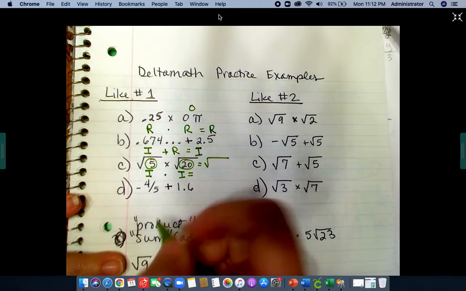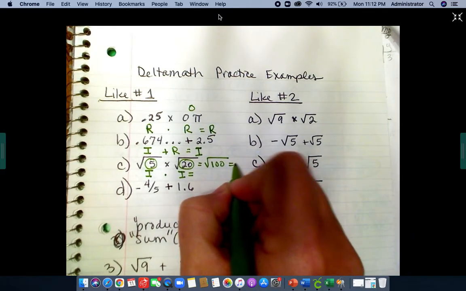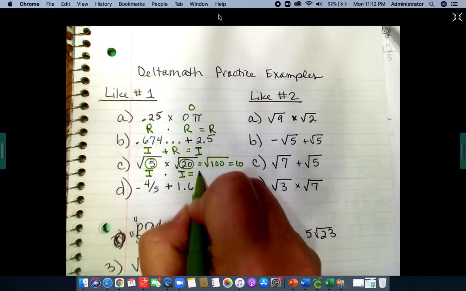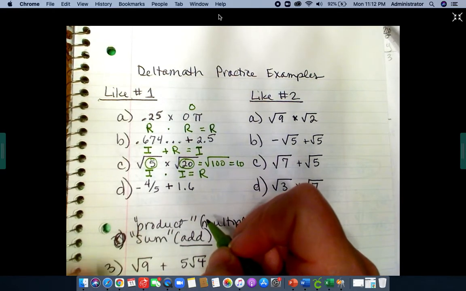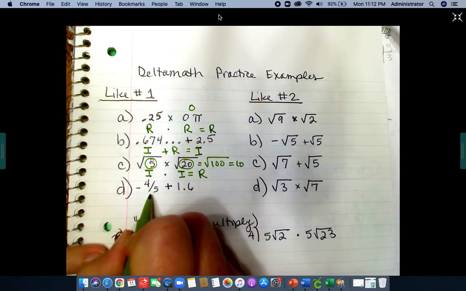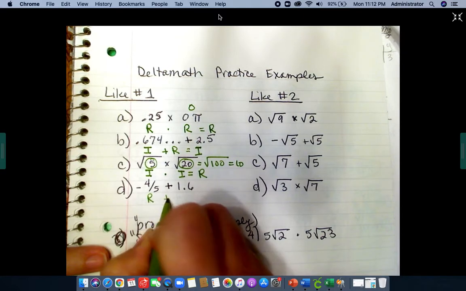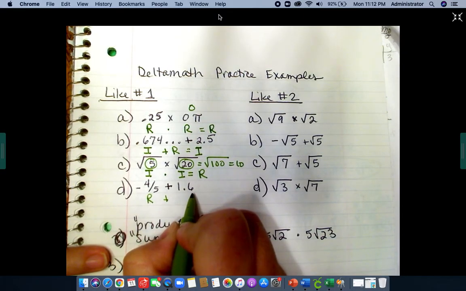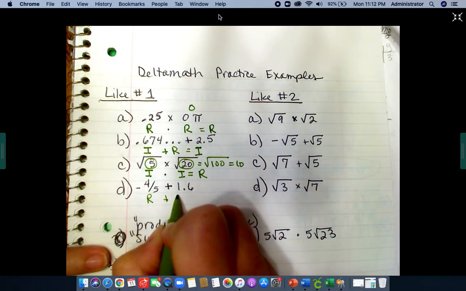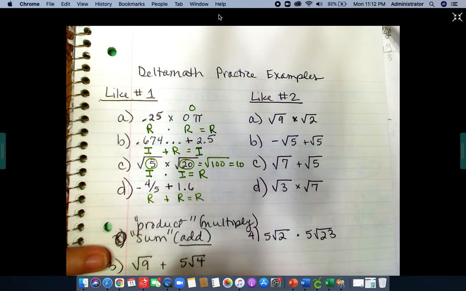And what's 5 times 20? 100. And what's the square root of 100? It is 10. Therefore, it is going to be rational. And then D, this is a ratio of two integers, so it is rational. And this is a terminating decimal, which is rational. And we know that a rational plus a rational is always rational.